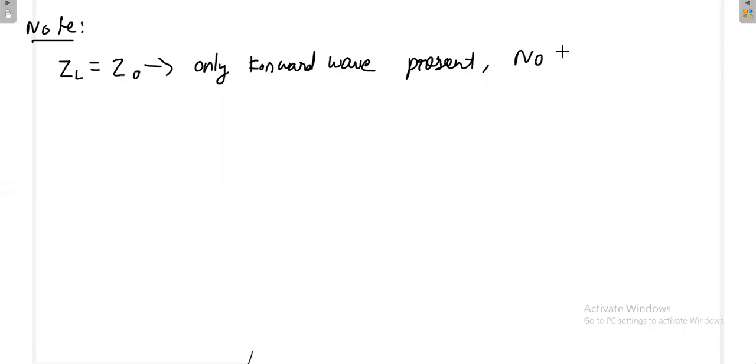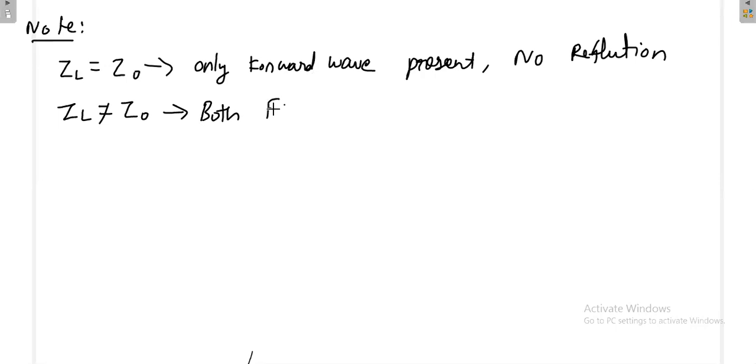Wave present, no reflection. That means what? When ZL is not equal to Z0, if you are taking some other value other than Z0, then what will happen? Definitely both the forward wave and reverse wave are present, because only under the special condition is there no reflection. In all other cases definitely reflection will be there, so both forward wave and reflected wave are present.